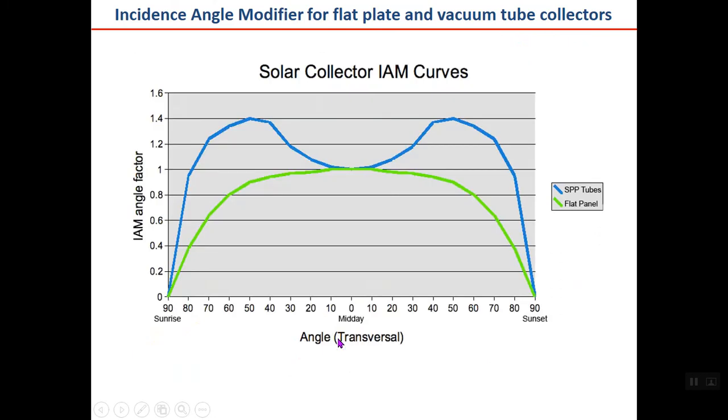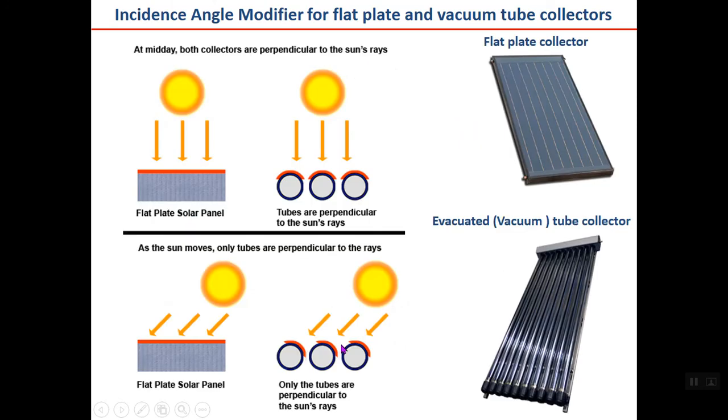It may be interesting that this is a graph of a parameter which we name the incidence angle modifier. It's a modification on the incidence angle parameter. As you can see in the green curve, which is for a flat plate solar collector, when the transversal angle, meaning the angle you can see here, is increased, the value of the incidence angle modifier also decreases. You can see it here. But for vacuum tube collectors, it does not decrease, but first increases. You can see here. You can think about why it increases.